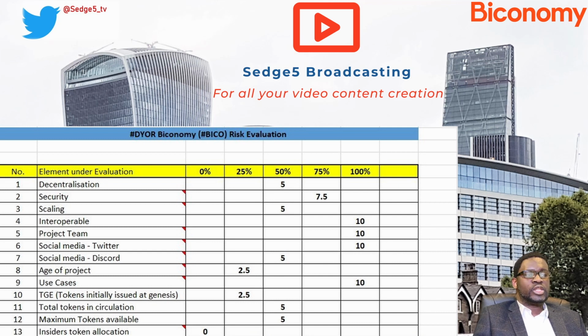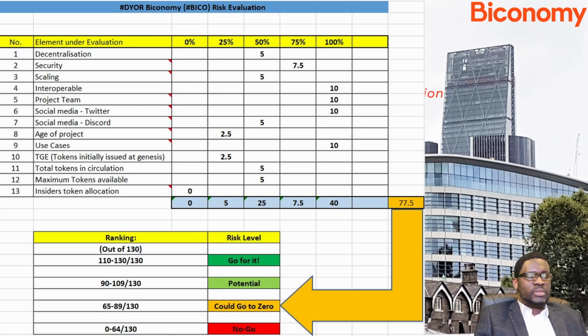Anyway, so the aggregate score for Biconomy, according to our own scoring system using our DYOR risk evaluation toolkit, comes up to 77.5 points out of 130, which puts Biconomy within the could go to zero category. But then again, most of the projects we've reviewed to date, the majority of them, fall within the could go to zero category. Do you guys agree that Biconomy could go to zero, or do you agree with the scores we've allocated to Biconomy across the 13 different elements we've reviewed as part of our DYOR risk evaluation process on Biconomy?